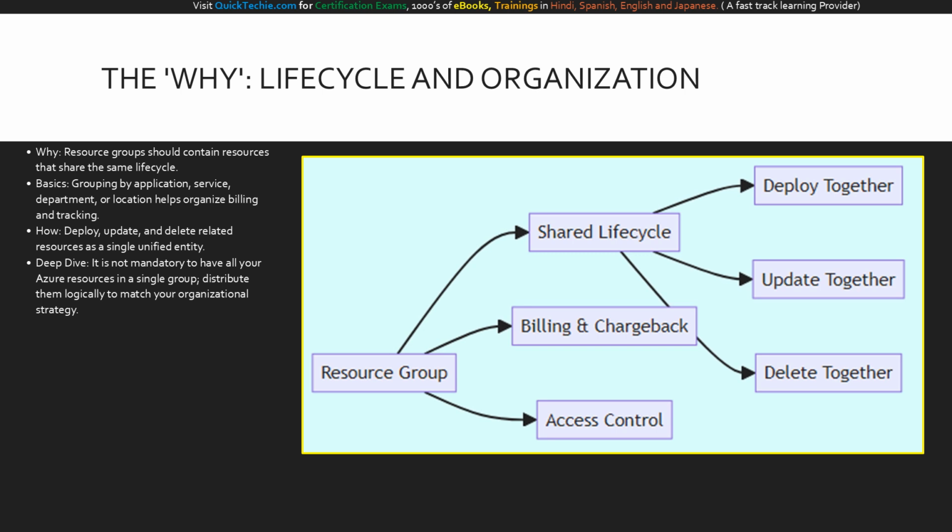This diagram breaks down the three core benefits of a resource group. From the center resource group node, we branch out into shared lifecycle, billing, and access control. Focus on the shared lifecycle branch at the top. Because the resources support the same application, they follow the same path: they are deployed together, updated together, and eventually deleted together. This drastically reduces the chance of leaving orphaned, costly resources running in your environment.